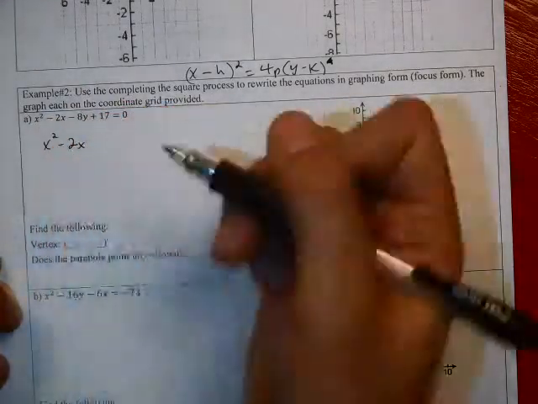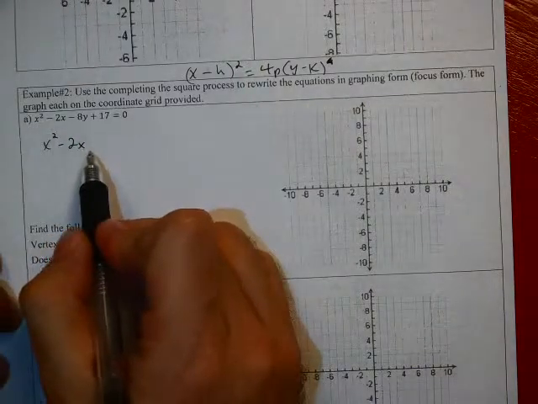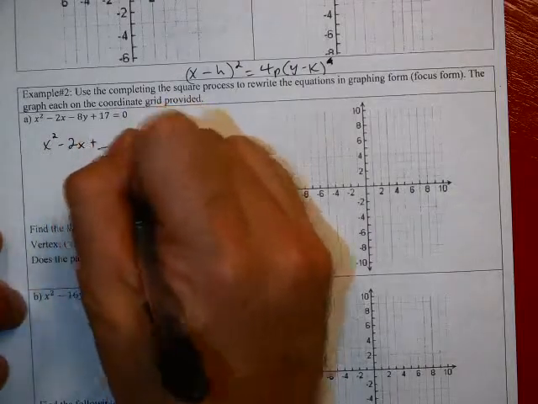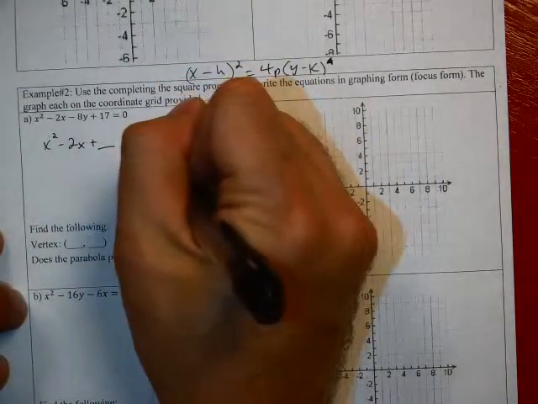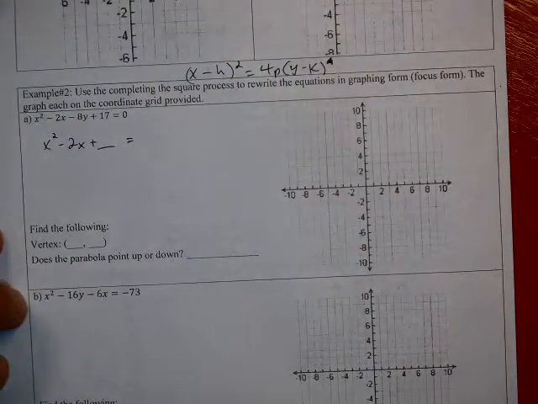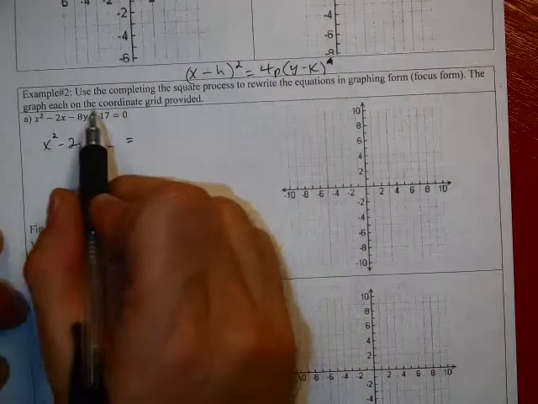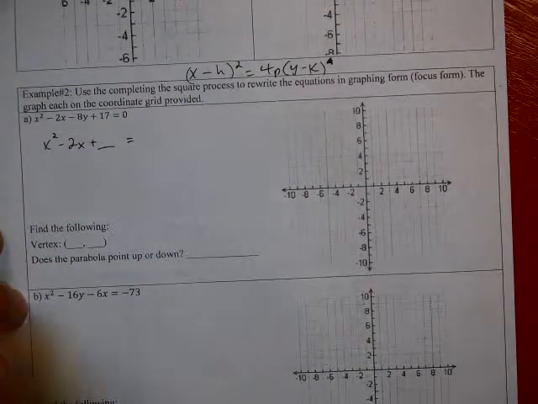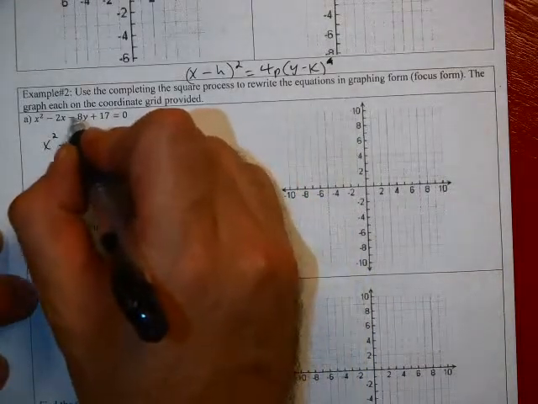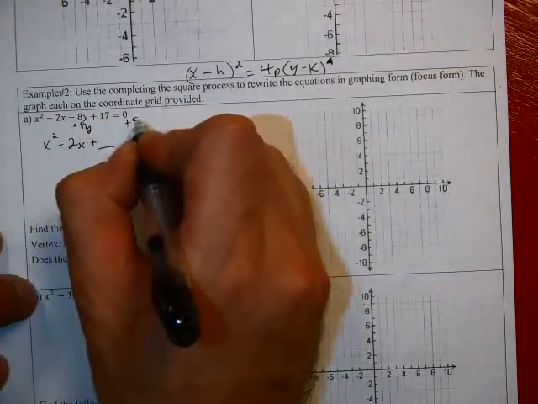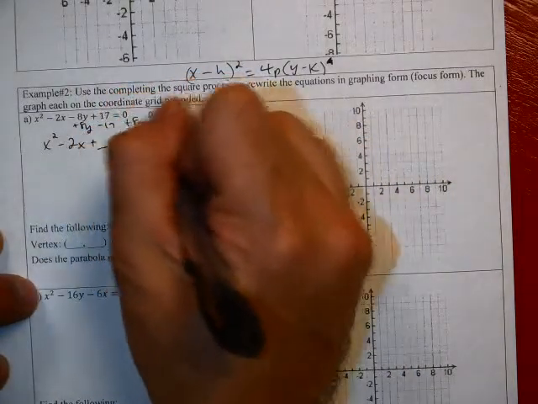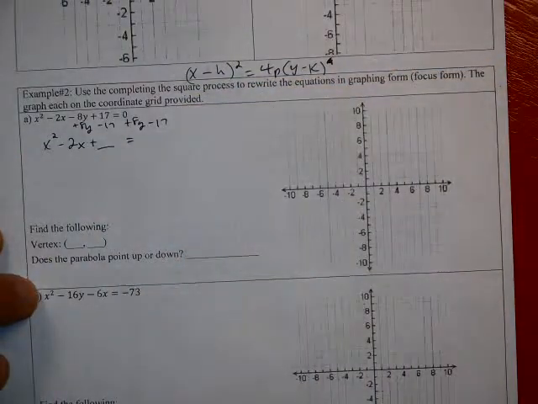So we're going to keep the x squared minus 2x. But based on completing the square, what am I going to write after that 2x? Plus what? Blank. Equals. Now instead of 0 on the other side, I'm going to take everything else and move everything over to the right. It's going to change signs. So we're taking that minus 8y, we're going to add 8y to both sides. Then we're going to take that positive 17 and subtract 17 from both sides.